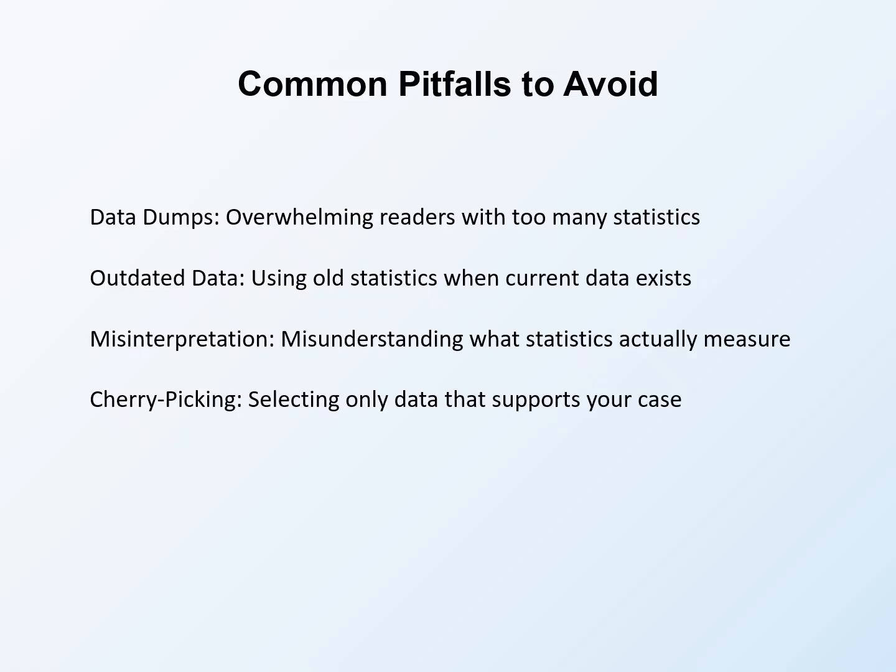Cherry picking involves selecting only data that supports your case while ignoring contradictory evidence. Reviewers may be experts who know what you have omitted. Acknowledge complexity when it exists. Your credibility depends on honest presentation, even when some data is inconvenient.